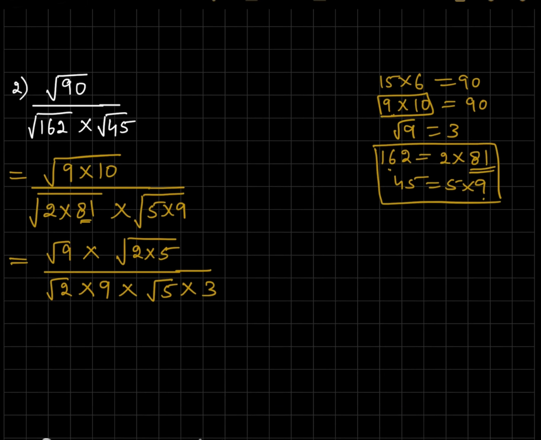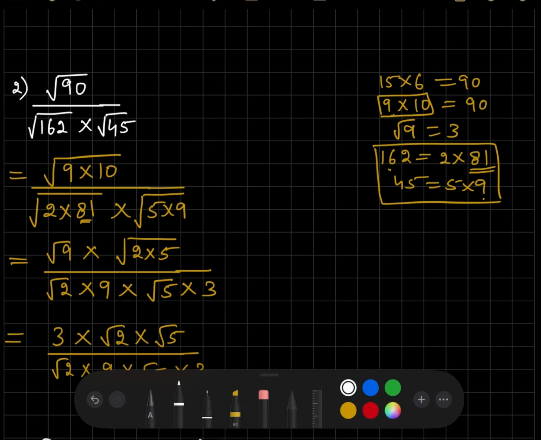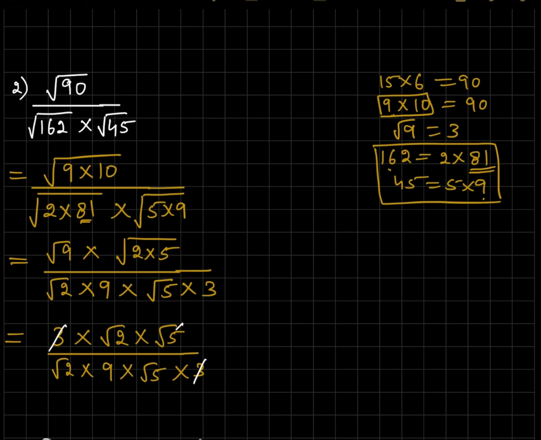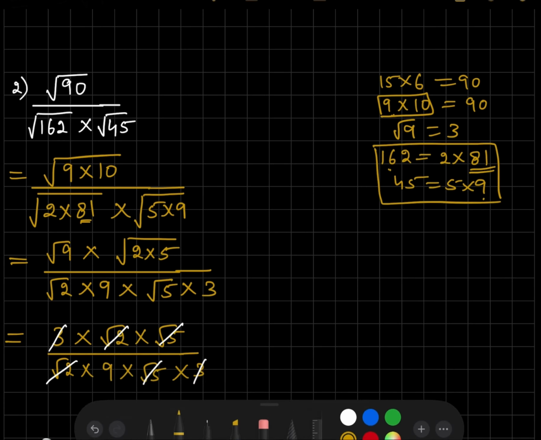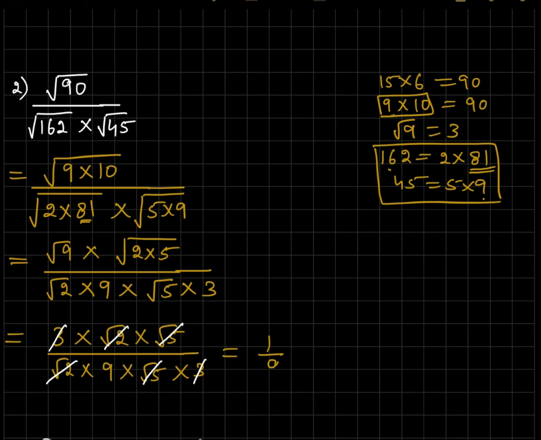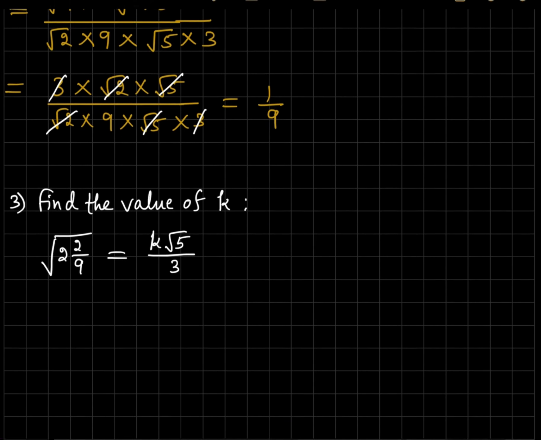Clear? So now square root of 9 is 3. I can write separately square root of 2 times square root of 5, and this is square root of 2 times 9 square root of 5 times 3. Now comes the cancellation part. 3, 3, root 5, root 5, root 2, root 2. Everything is gone, and we are left with just 1 over 9 as our answer. Got it? Let's move to the next one.